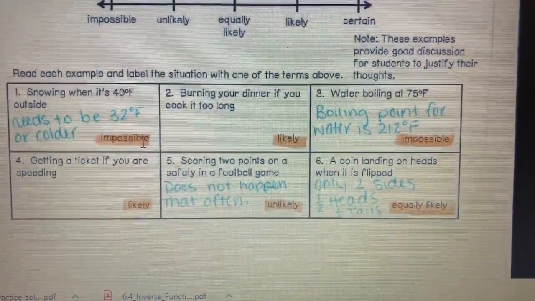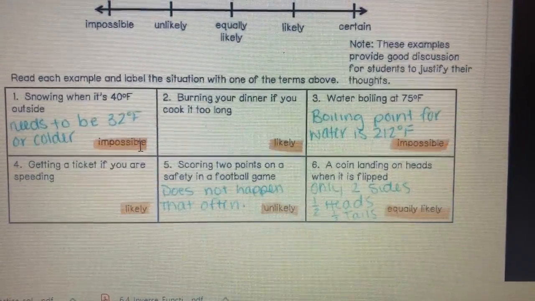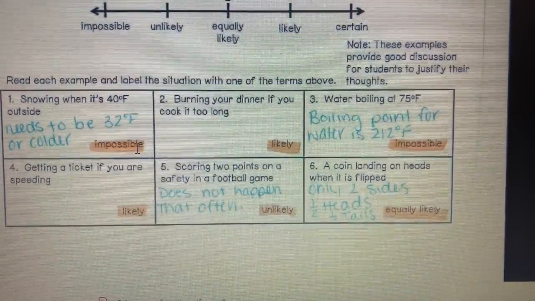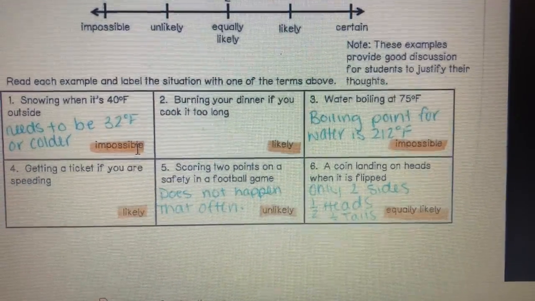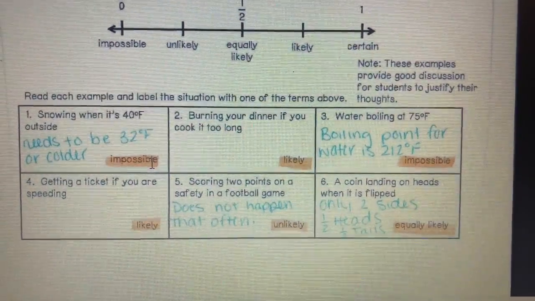Getting a ticket if you're speeding, that's likely to happen. Scoring 2 points on a safety in a football game, that's unlikely. It just doesn't happen all that often. And a coin landing on heads when it's flipped, since there's only 2 sides again, that would be equally likely.